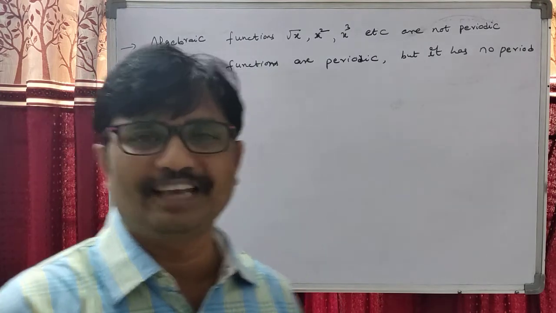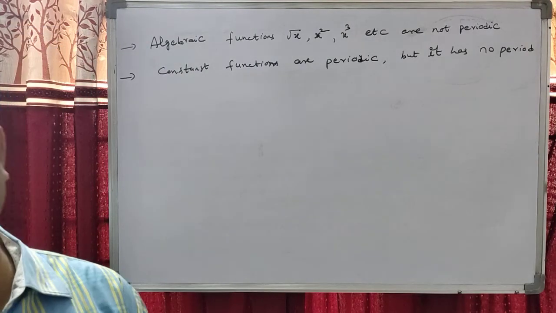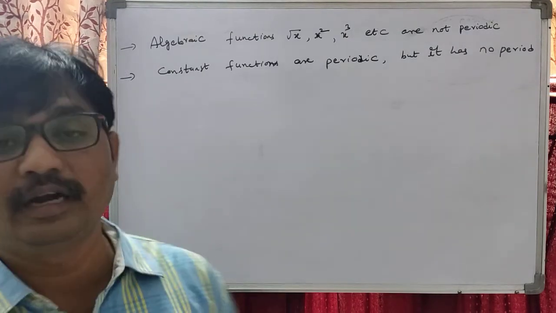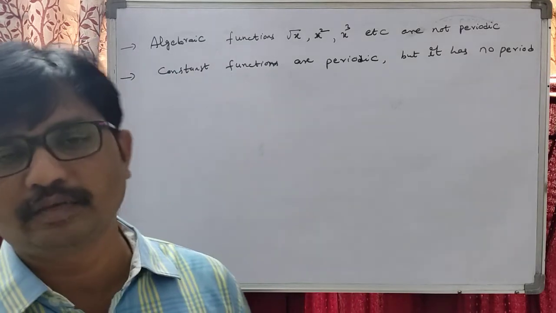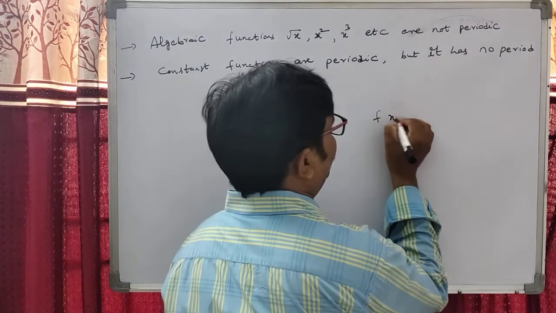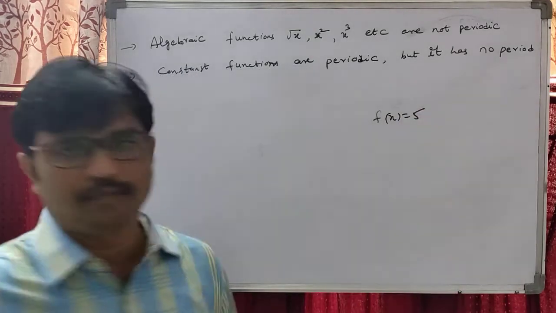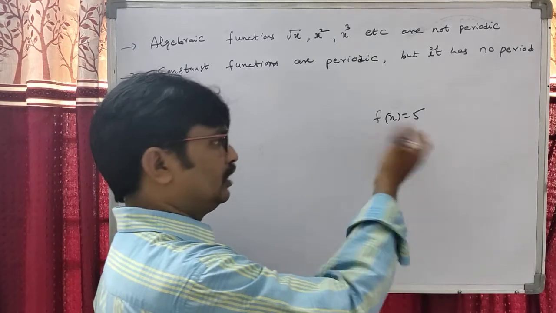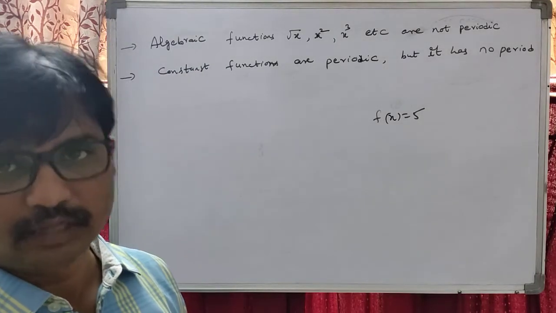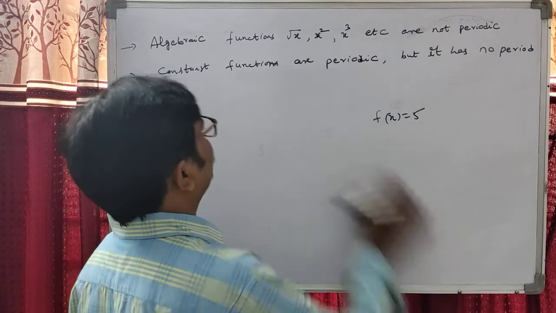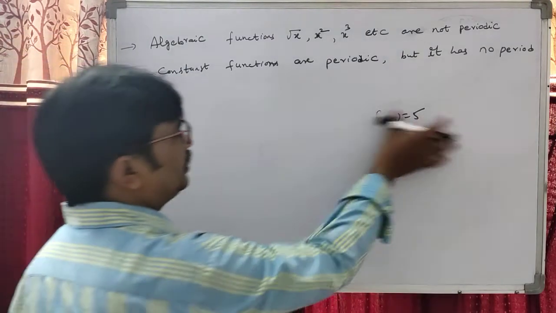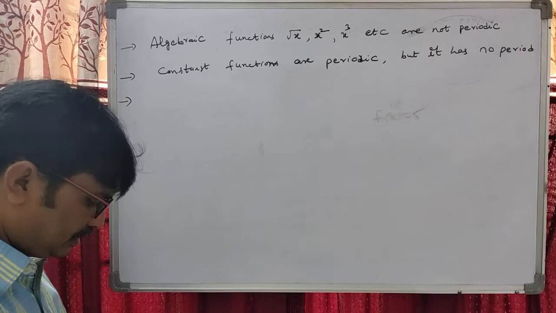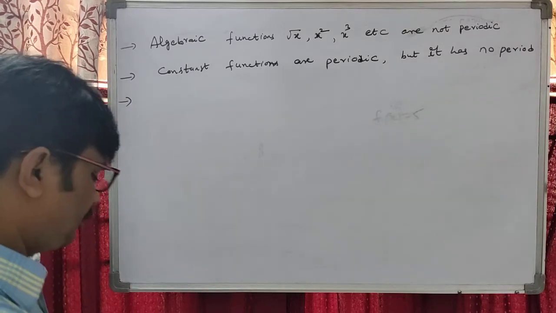We don't know the smallest positive value of p; we can't confine it. Suppose f of x equal to 5, then you can take f of 1 plus x, f of 2 plus x, f of 3 plus x, also f of 0.1 plus x. So we don't know the least value. That's why, students, you can simply write that a constant function is periodic, but it has no period.